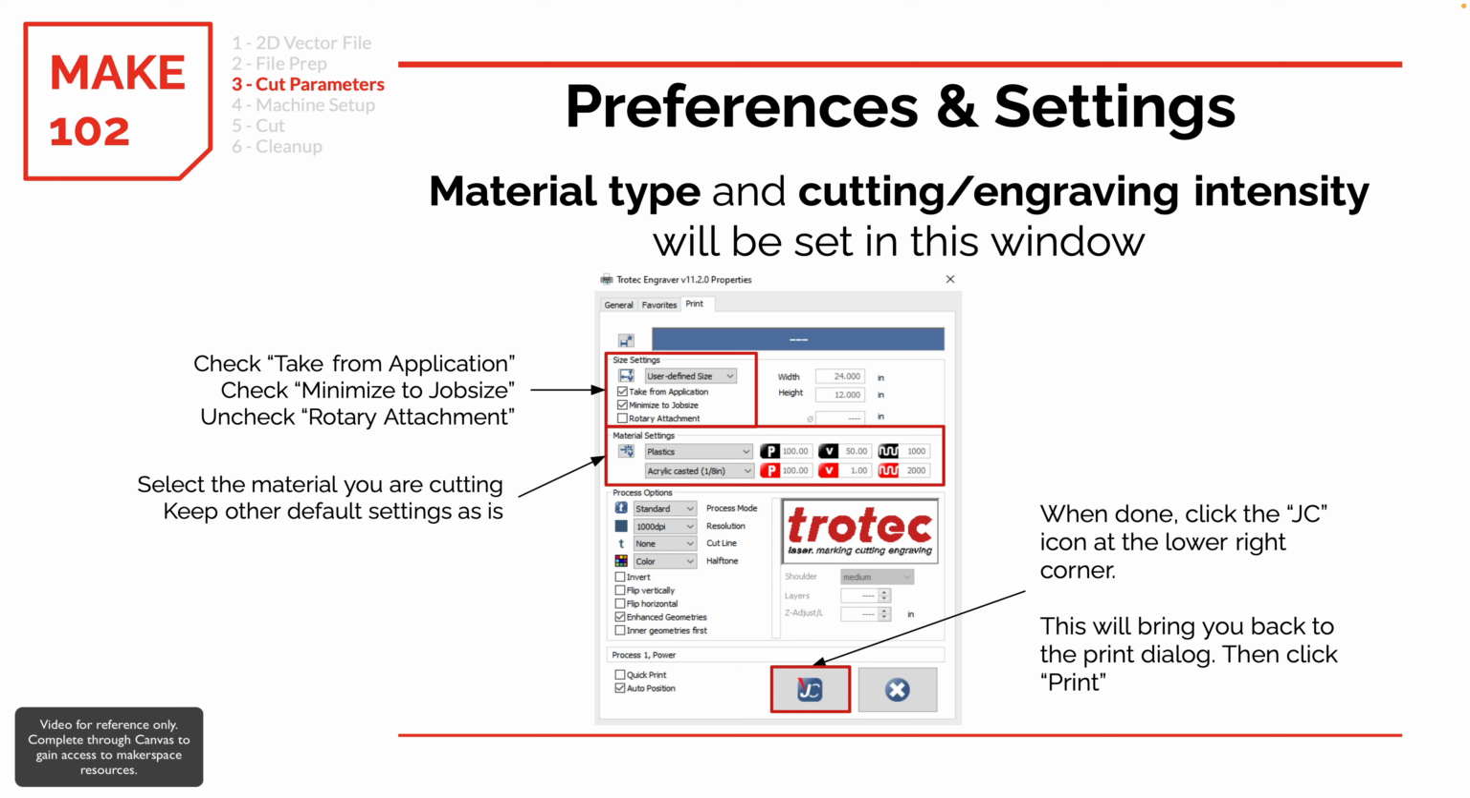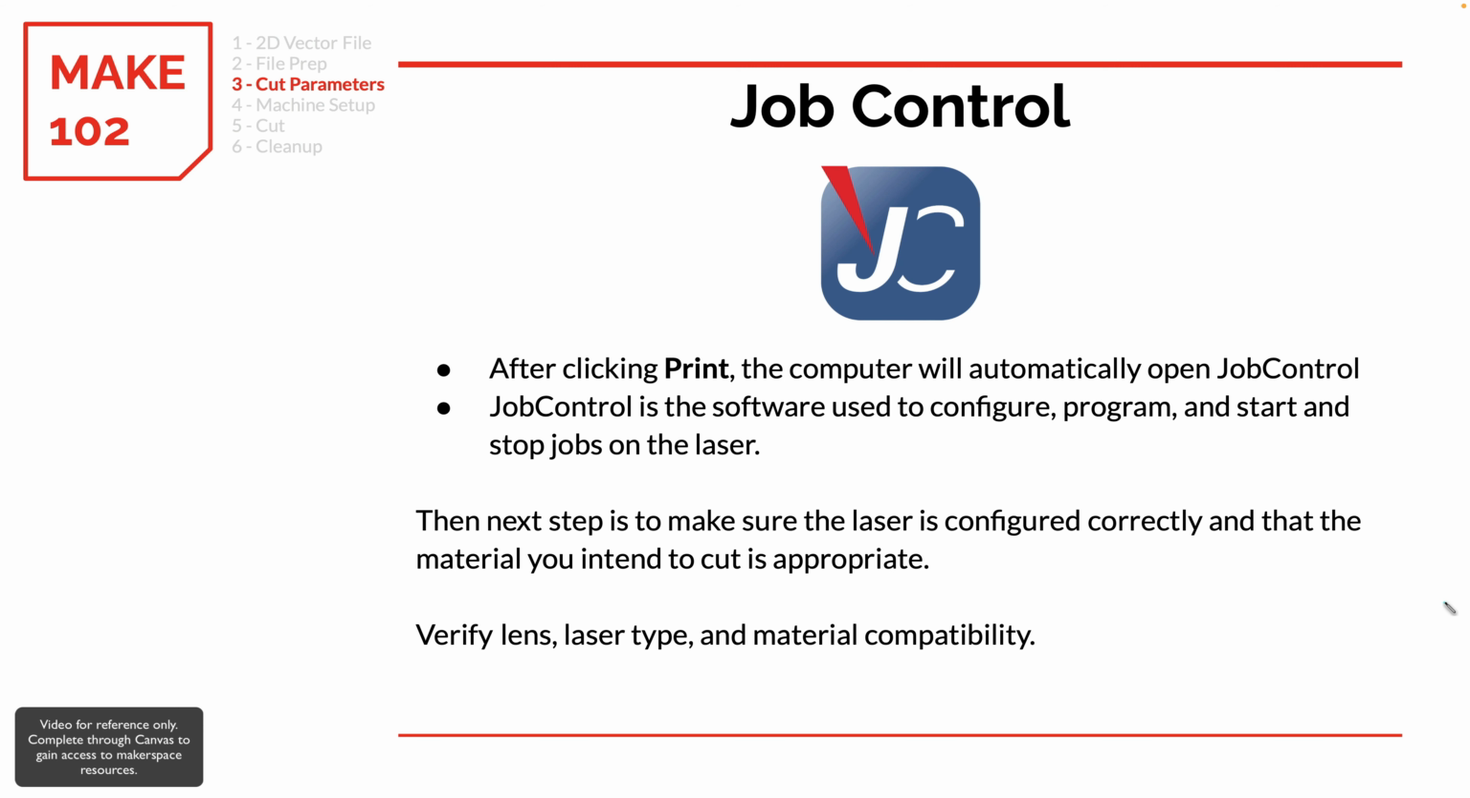After you click the Job Control button, you can close this window and then click the Print button on the Print dialog. After that happens, the computer will automatically open up the Job Control application, which we will talk about next. So once we have printed the file, the computer is going to automatically open a program called Job Control. If it doesn't automatically open, you can click into it.